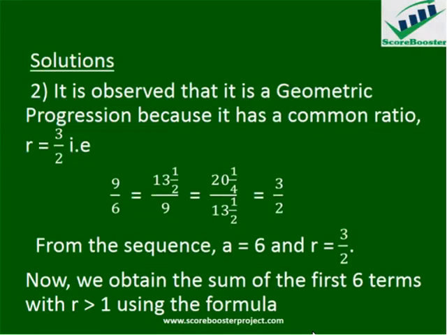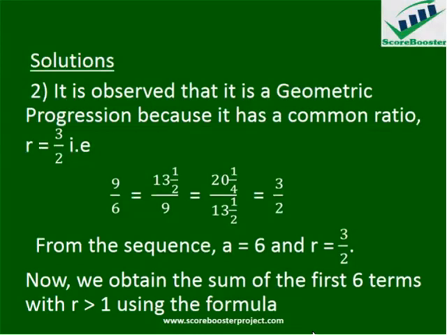For an arithmetic progression, we used to have a common difference. That is, if you subtract the first term from the second term, it must be equal to subtracting the second term from the third term. So let's try it with the sequence. 9 minus 6 will give 3. 13 and a half minus 9 will give 4 and a half. So since it is not equal, it is not an arithmetic progression because 3 is not equal to 4 and a half. So now we check if it is a geometric progression.